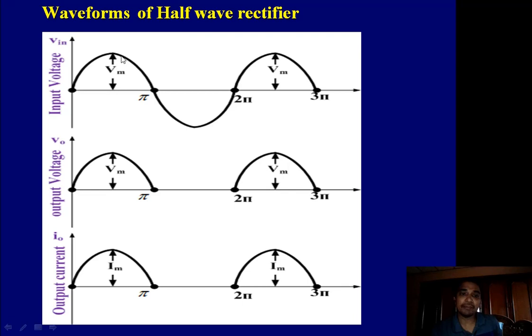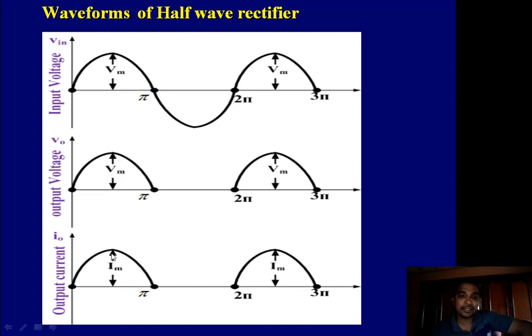In the input waveform, the maximum voltage Vm occurs at pi by 2 radians, and at pi radians it is zero voltage. The same signal is transmitted. This is the same signal; input and output are the same. During this negative half cycle, the diode is open circuited. This is the zero output voltage, right? So out of these two half waves, only one half wave you are getting as output.